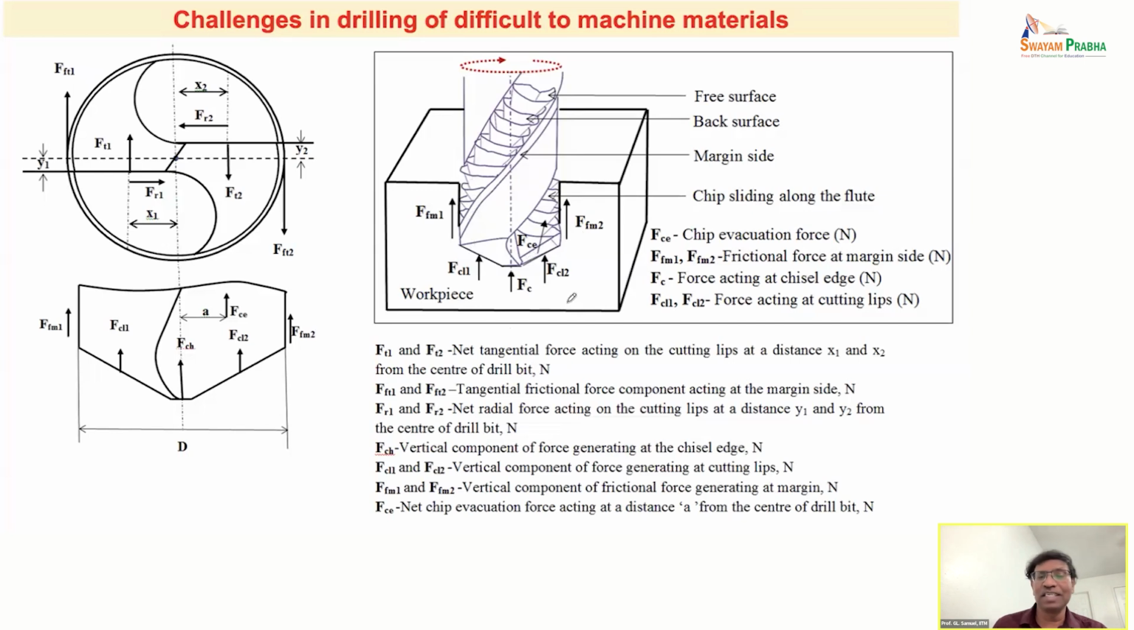Otherwise, if the friction increases, then the tool gets stuck. So finally, it can even fail catastrophically. That means the drill bit can fail. How do we decrease it? For doing that, we see basically two surfaces here. This is called the margin side. And then we have this surface, which is called a flute surface.